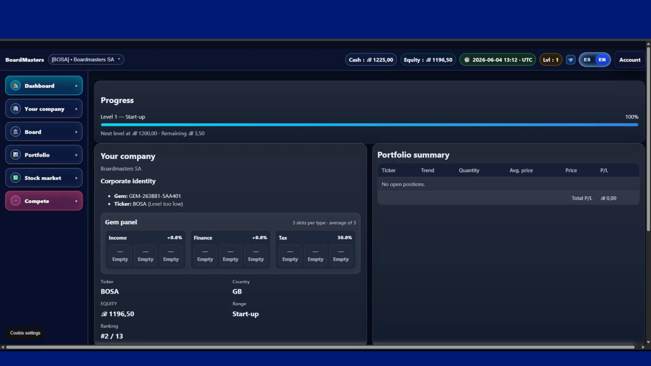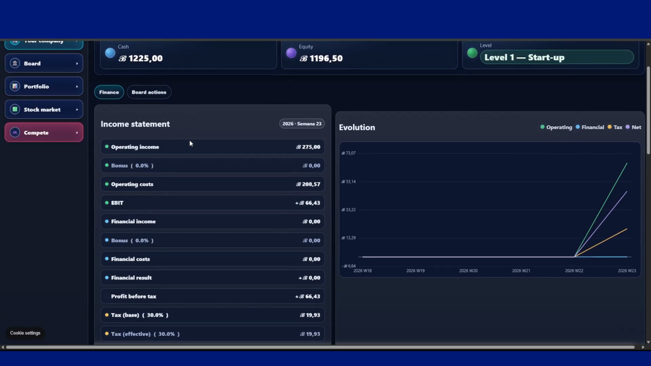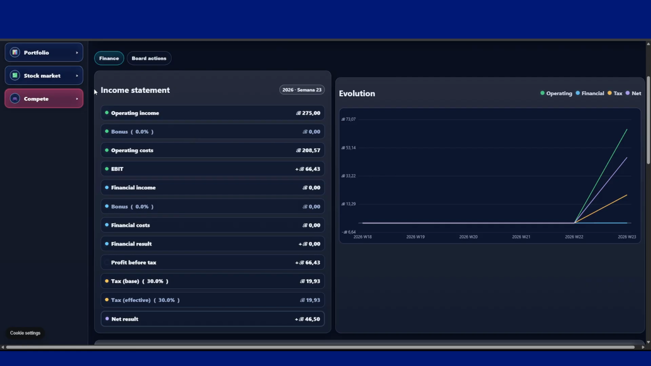In this video, we are going to review your company's financial statements. Inside the company screen, you can check two main reports: the income statement and the balance sheet. The income statement shows how your company's profit or loss is being generated during the current week.